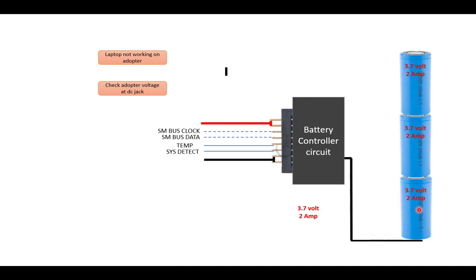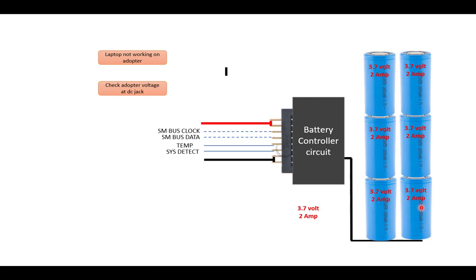And if we add 3 more cells like this, and connect the whole combination in parallel, then the output voltage will be 11.1 volt, and this bank will give 2 ampere and this bank will give 2 ampere. The total current will be 4 ampere. So normally in a laptop battery, the output voltage is approximately 11.1 volt.